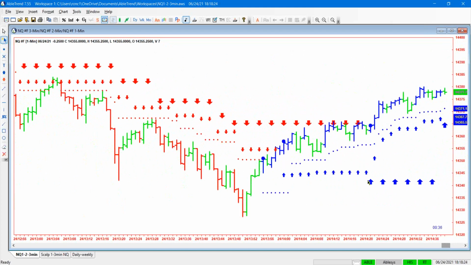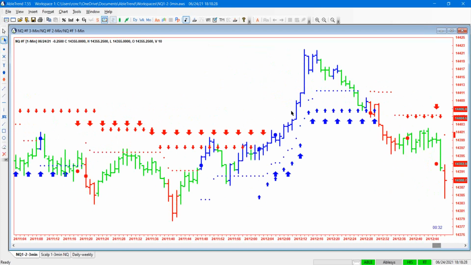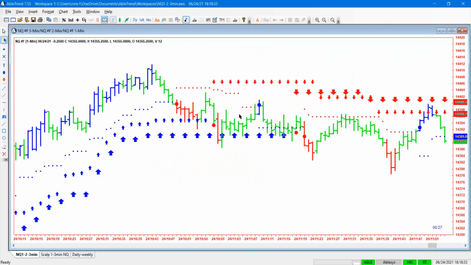And here's a perfect example right there. That's a no trade zone. You got a lot here, no trade zone. It just keeps us out of trouble. No trade zone. It works real well.